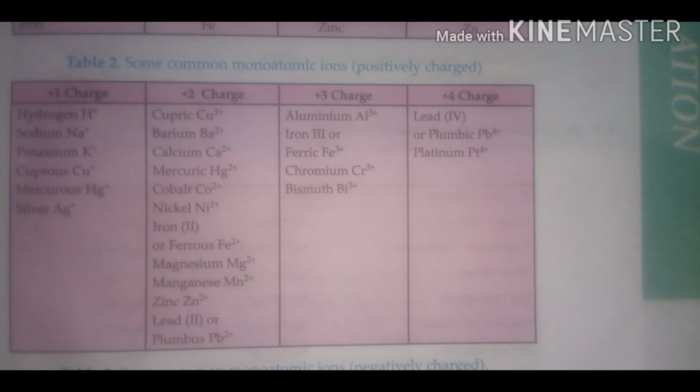Like hydrogen, it is +1, and hydrogen can also be written as a negative ion, which we call hydride. I hope you remember this from your ninth class. And look at the +2 valency charges like copper +2, barium +2, and calcium +2. Mercury we write as capital H and G, ferrous iron we write as F and E, and magnesium as M and G.